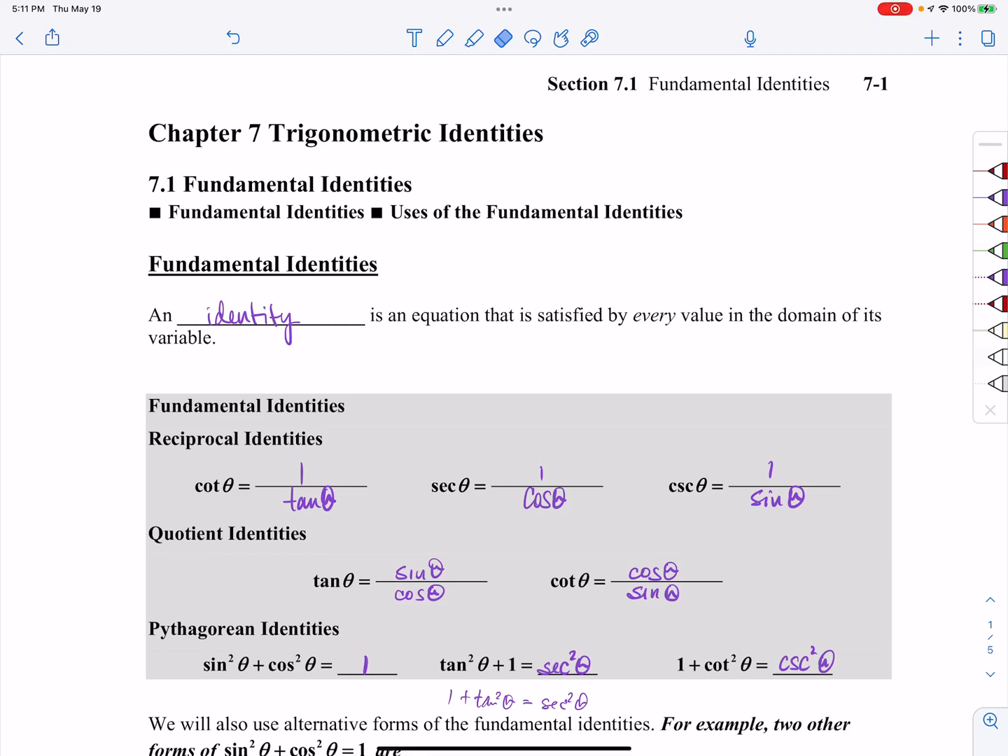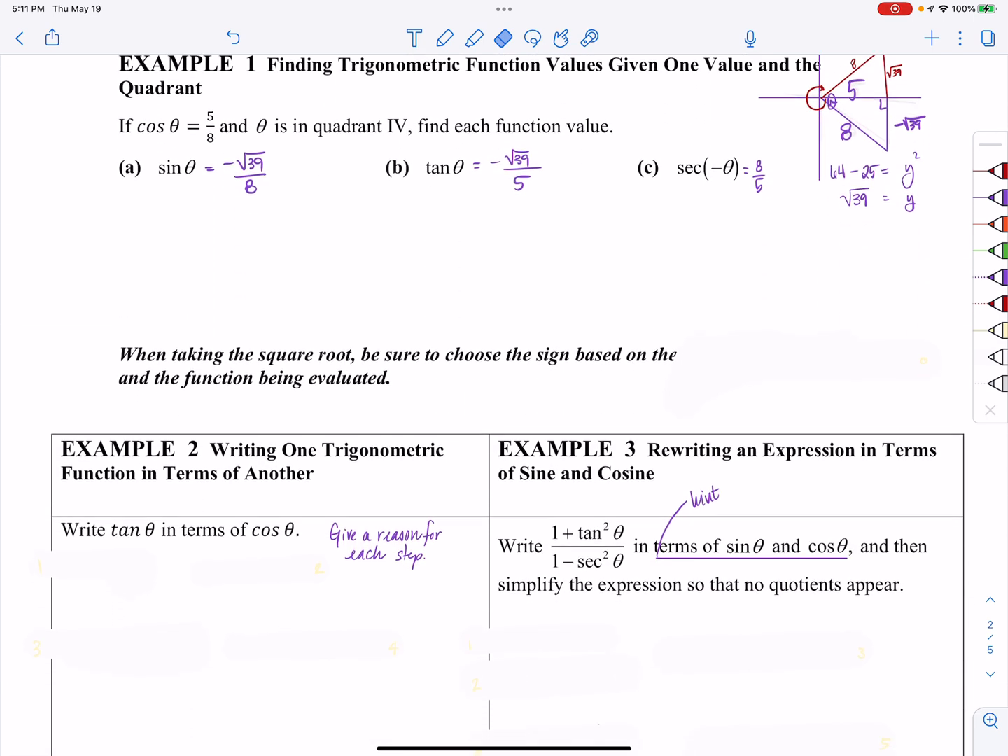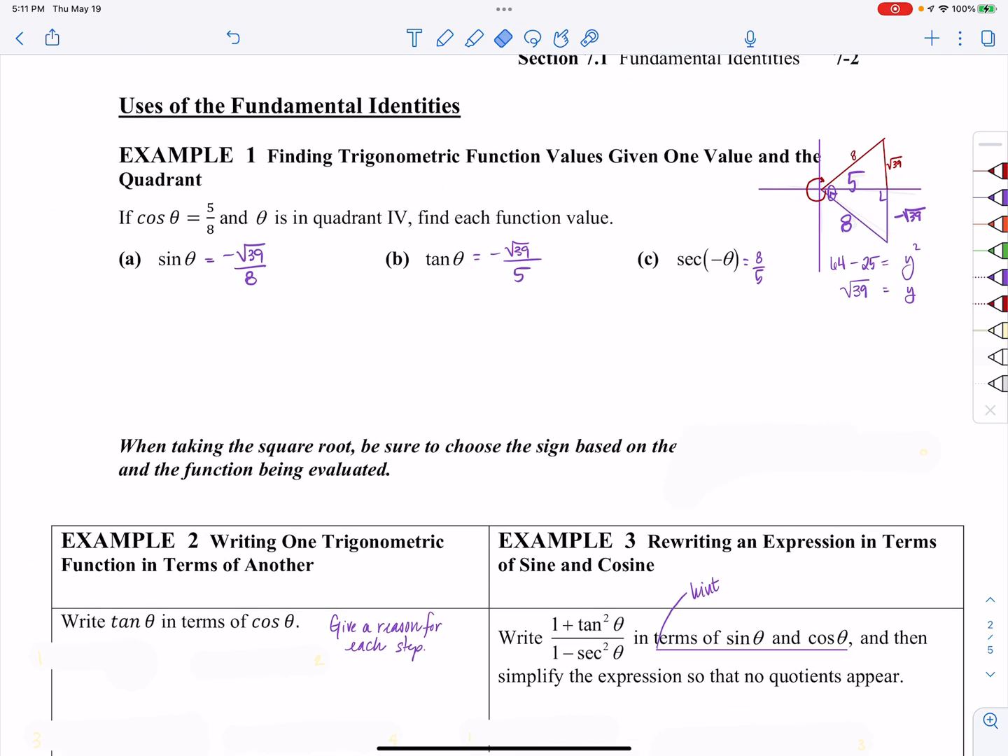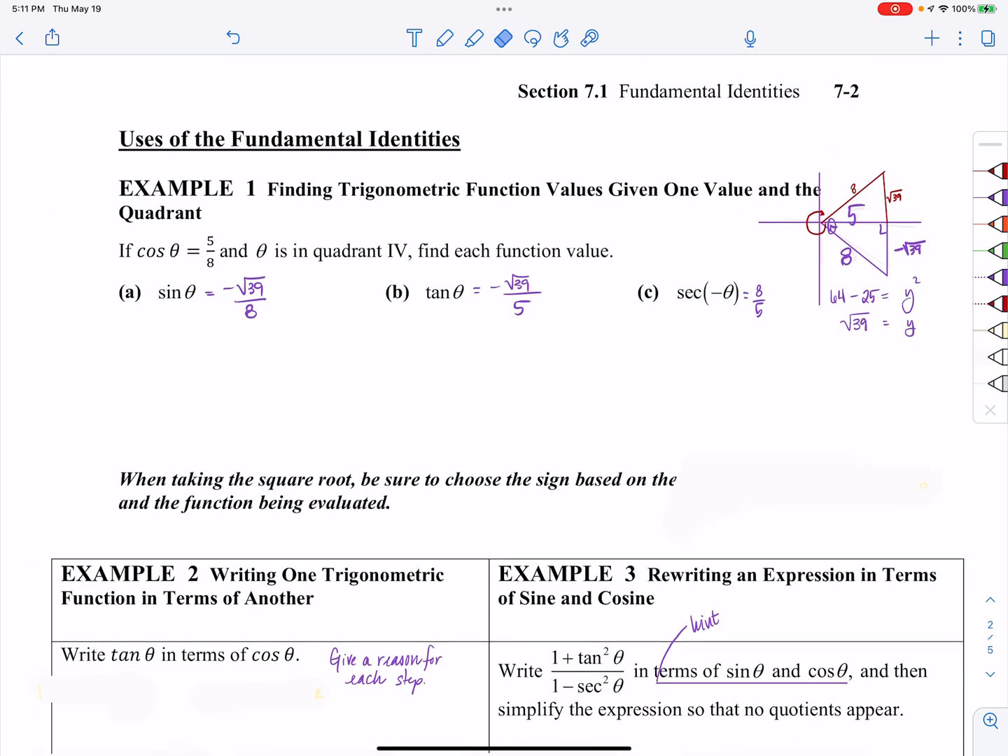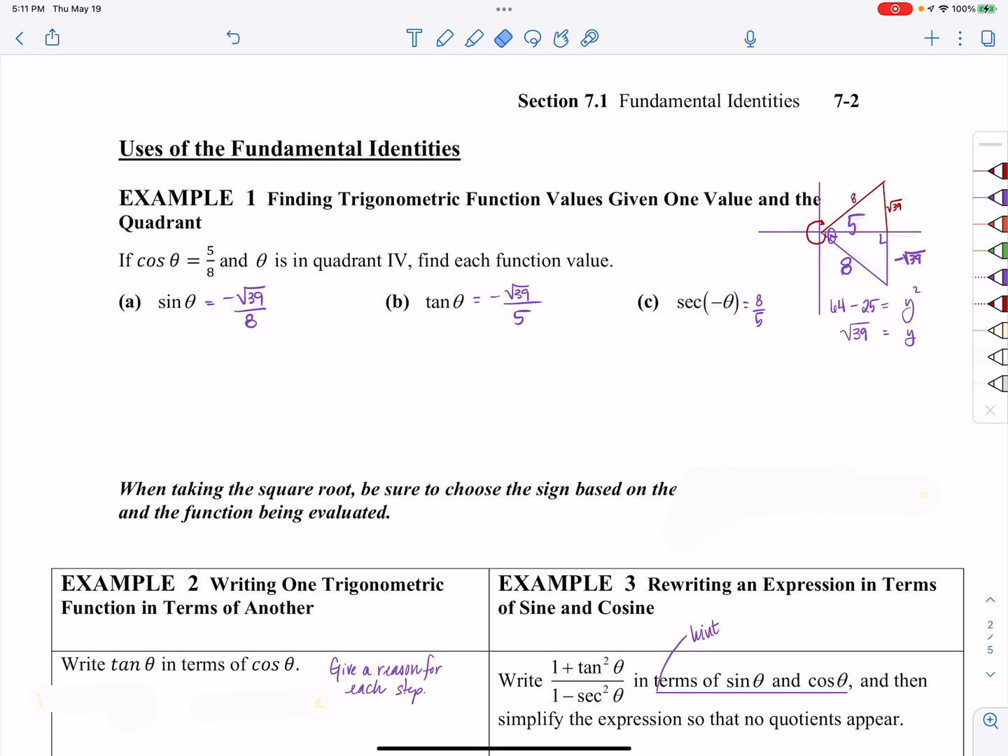Hey folks, welcome back to section 7.1 where we are dealing with some trigonometric identities. If you will go down to where we left off, I actually did forget to fill in a blank for you, so let's go ahead and fill that in really quickly right at the end of example number 1.